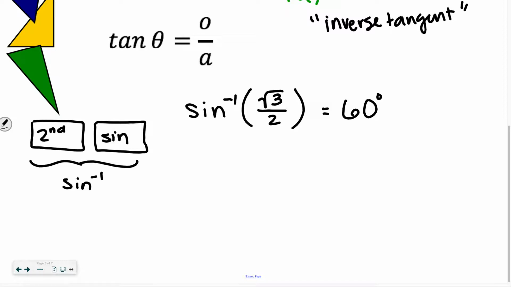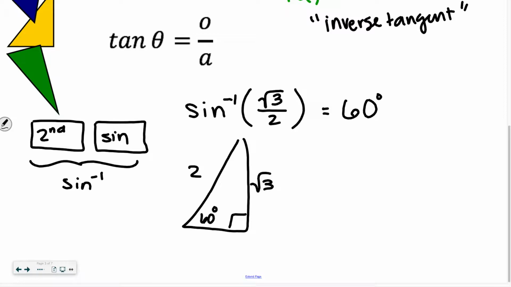Look up here on my special right triangle. Actually, I'm going to draw it up here. On the special right triangle, where we have 60 degrees, the opposite side of 60 would be square root 3, and the hypotenuse would be 2. So that makes sense. And you kind of practiced that yesterday when you were trying to figure those things out backwards. Now, I'm going to show you something.